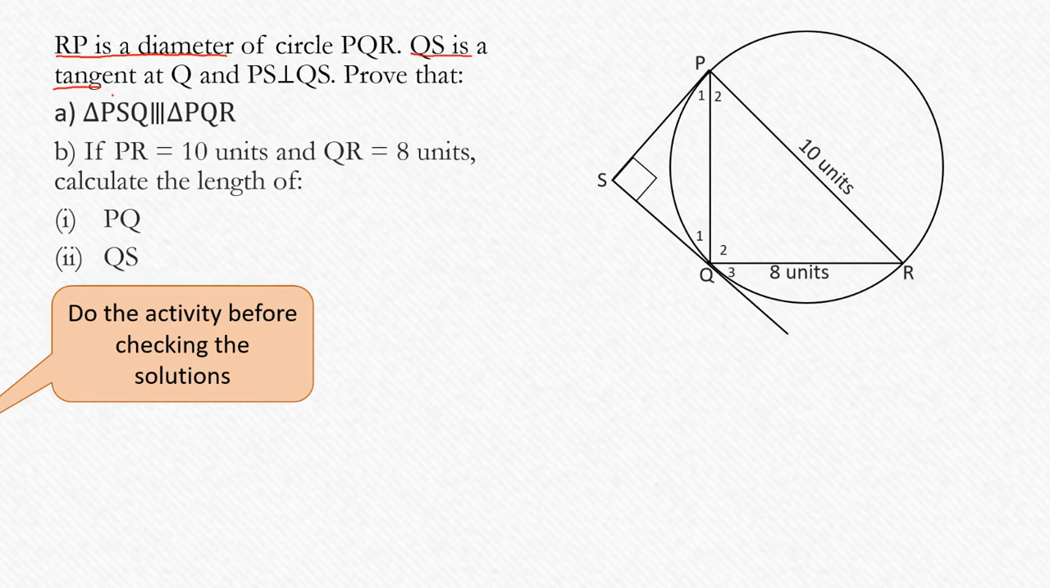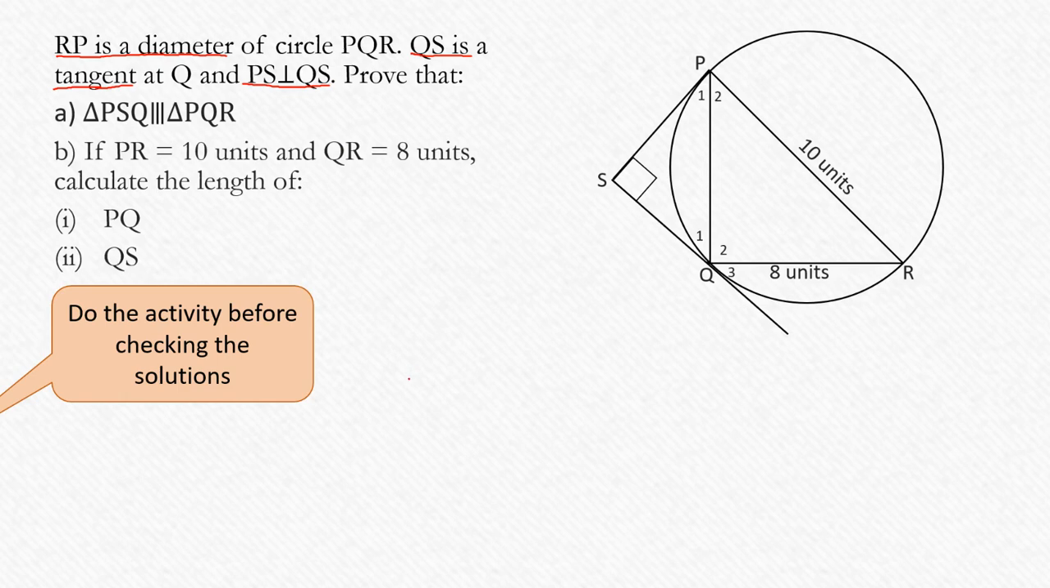QS is a tangent. Again, think of the tan chord theorem, because here we have the tangent and the chord. And then PS is perpendicular to QS. We're given that information. Prove that triangle PSQ is similar to triangle PQR. Then if PR is 10 units and QR is 8 units, calculate the length of PQ and the length of QS. We're going to do that after we've proved our similarity.